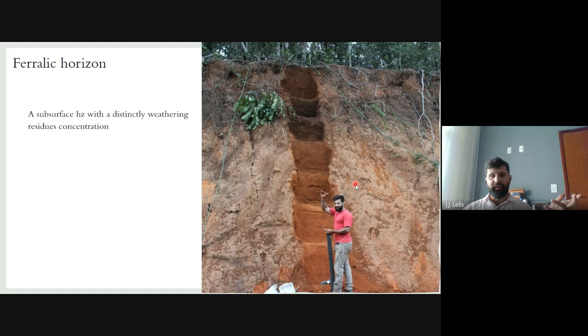Okay, and it's quite common to see this in the tropics. And you can think, 3 meters of just one horizon. The Ferralic horizon is a lot of meters. It's too thick when we compare with glacial soils, periglacial soils, or even temperate soils. Okay.